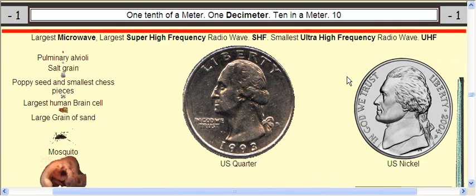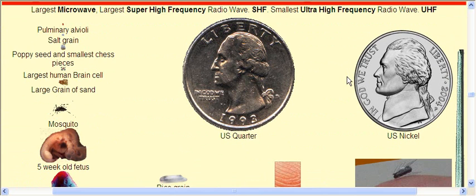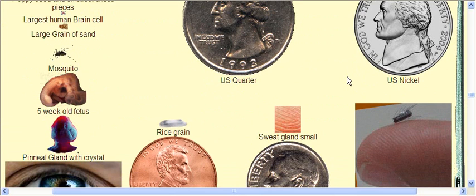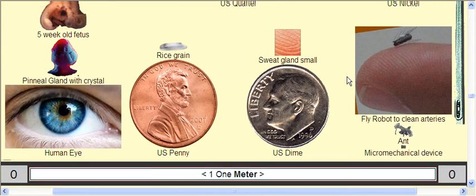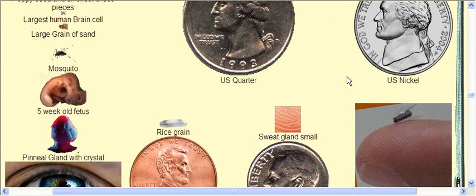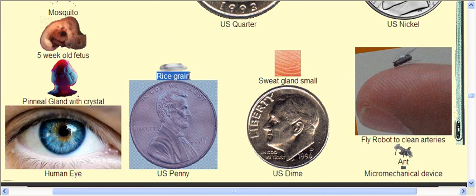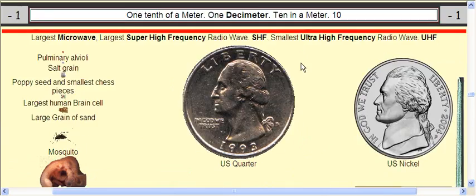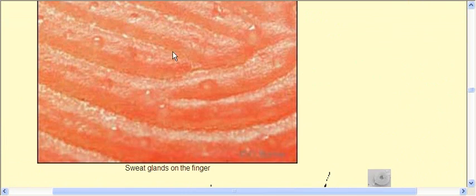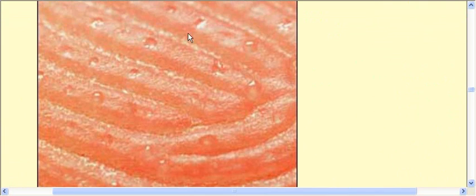So here's 1 decimeter. Here's all stuff we're familiar with. There's a quarter, a nickel, a penny, and a dime. You know, a penny next to a rice grain. Oh yeah, sweat gland, of course. You see those little holes? Those are sweat glands.